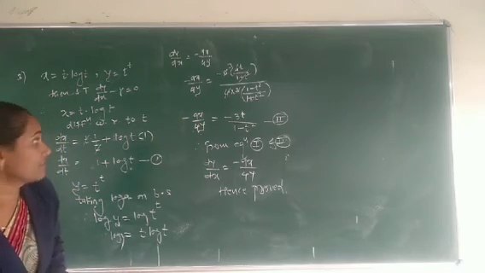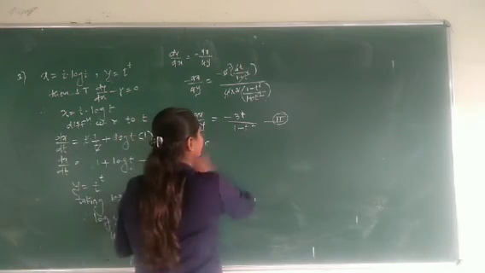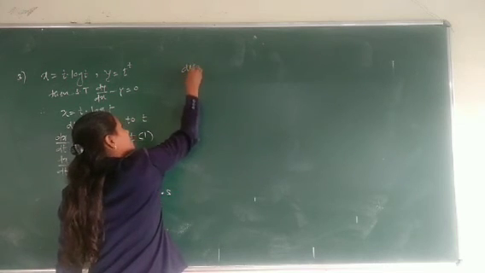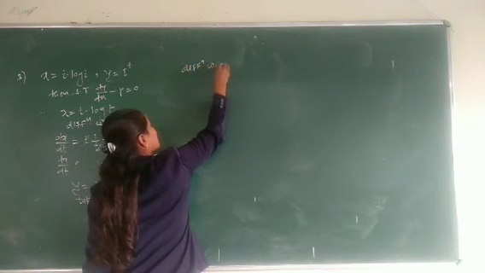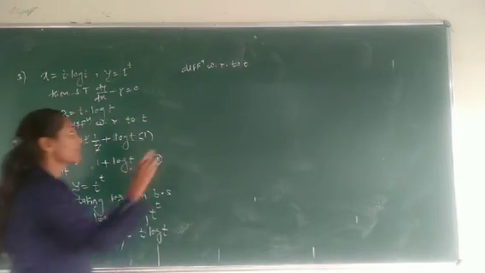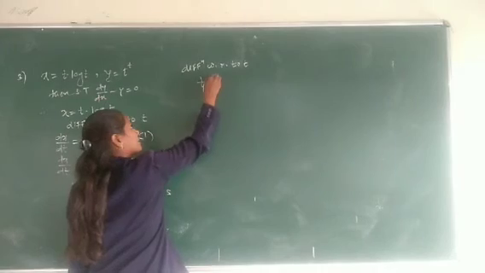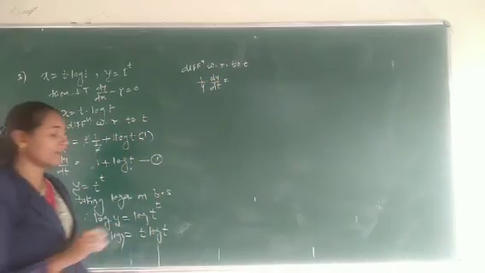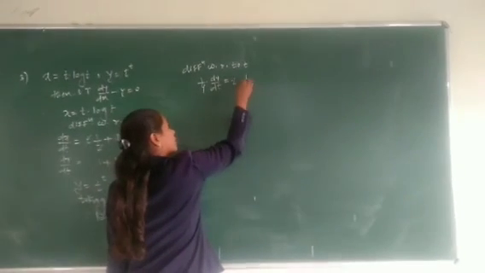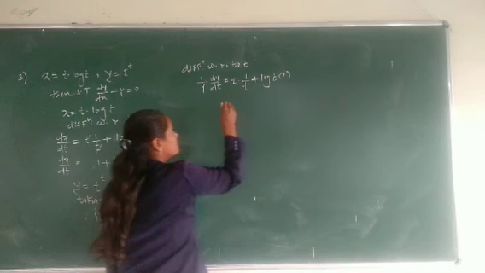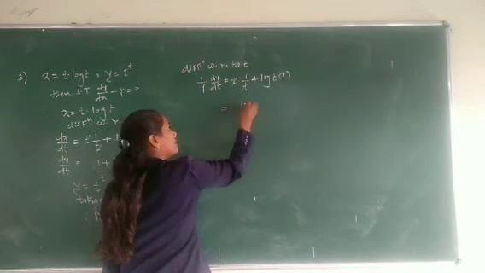Now, we differentiate with respect to t. Therefore, derivative of log y is 1 upon y, derivative of y is dy upon dt. So, again we use product rule here. t into derivative of log t is 1 upon t, and log t into derivative of t is 1. So, dt again will get cancelled.